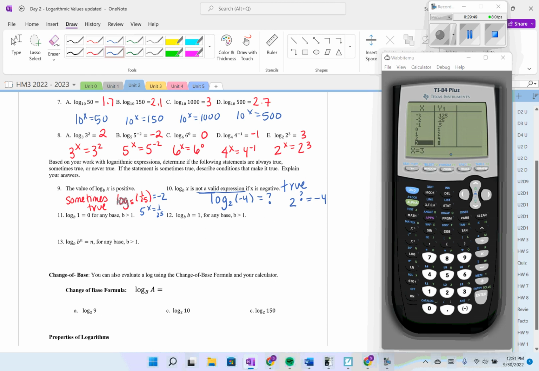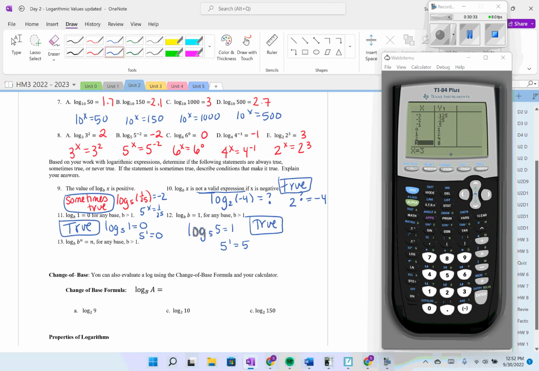For the next one, we have log base b of 1 equals 0 for any base greater than 1. So this is always true, because if I do log base 5 of 1, I would get 0 because 5 to the zero power is 1. It works for any base bigger than 1. Log base b of b equals 1 for any base bigger than 1. So if I did log base 5 of 5 equals 1, this is true because 5 to the first power equals 5 when we rewrite it in exponential form. So true, sometimes true, true, true.